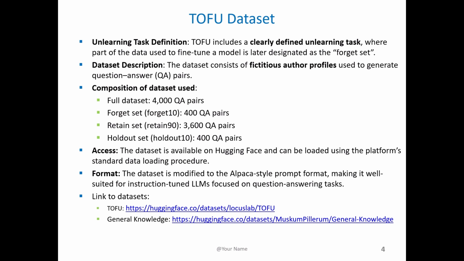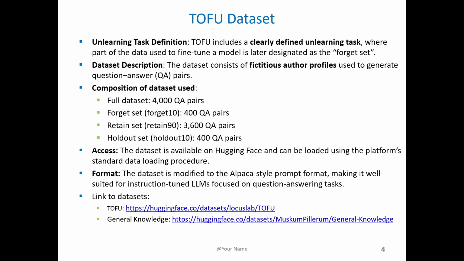Dataset description. The dataset consists of fictitious author profiles used to generate question-answer pairs. The composition of data used for this project is the full dataset, initially, where 4,000 question-answer pairs are present. The forget dataset is 10% of the whole dataset, that is 400 question-answer pairs, and the remaining is the retained set, which is 3,600, and the holdout set is 400 question-answer pairs. Again, the holdout set is used for checking the performance of the model.